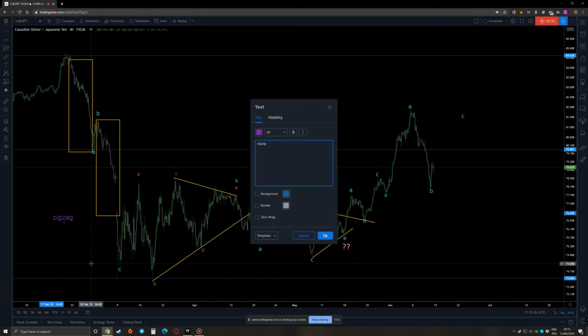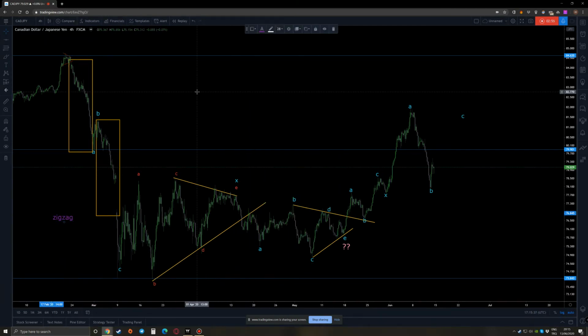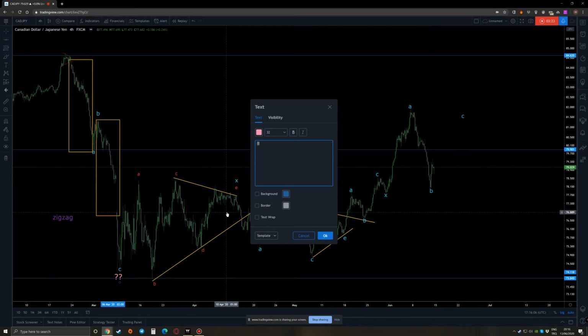Okay. Now what else do we need? Well, we have to understand if this A, B, C, whatever it is that ended here, is a simple correction or a complex correction. Because if this A, B, C is a simple correction, then it means that we have to put something on a bigger degree here. Because why? ABC is a corrective wave.